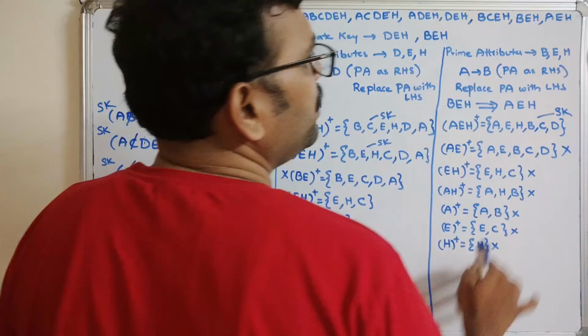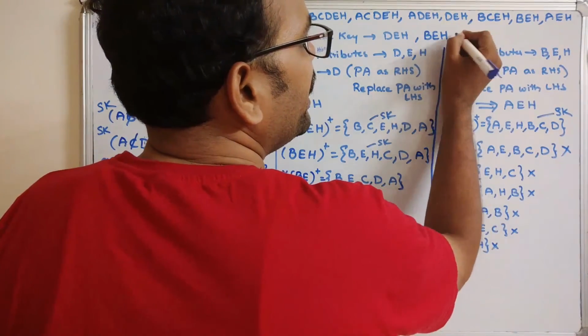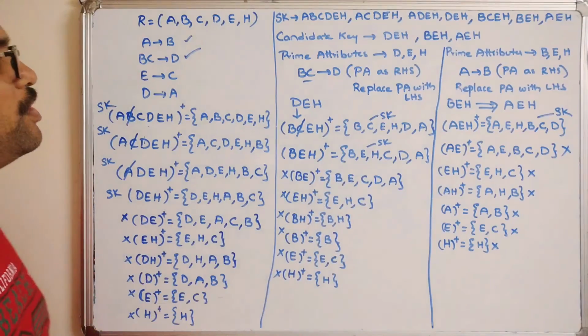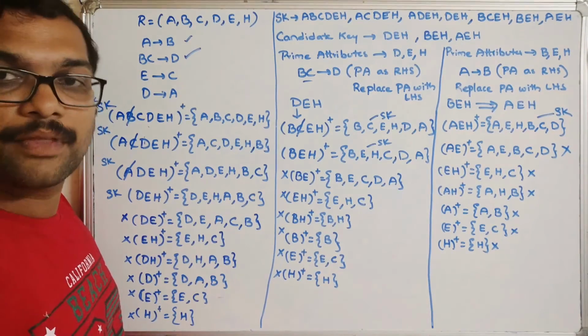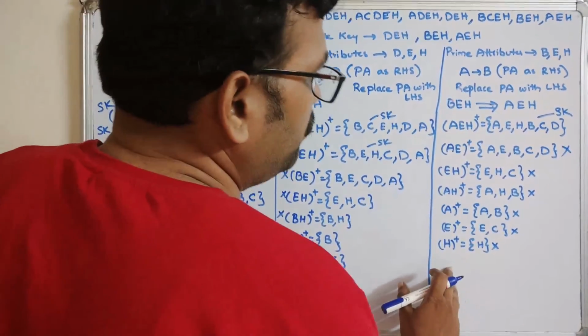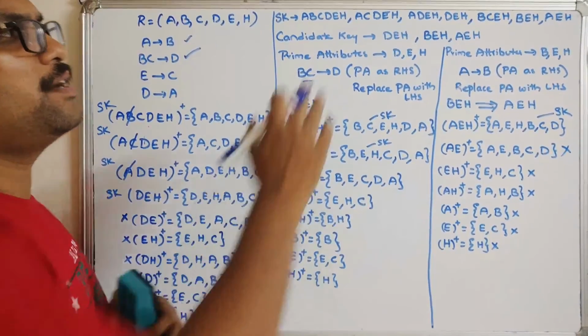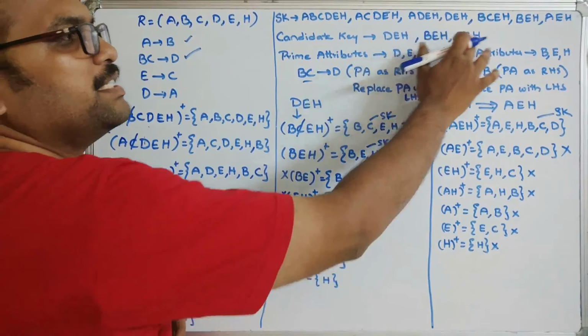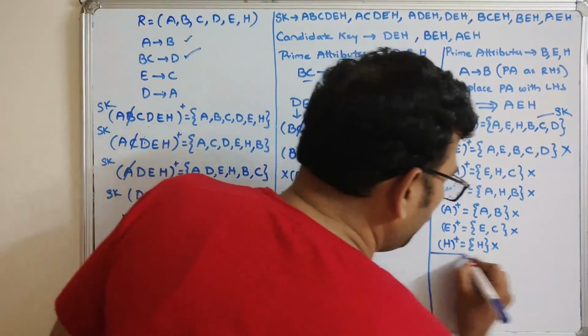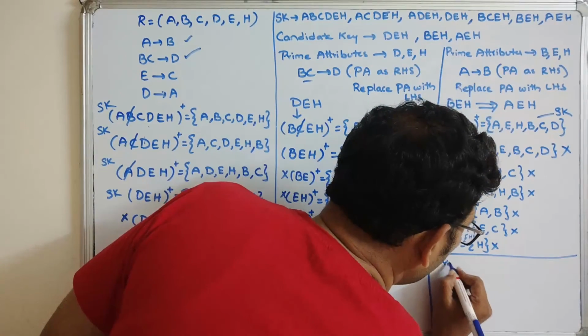So we can simply say AEH is also a candidate key. Right? Now you can observe, shall we decide that only the candidate keys are DEH, BEH and AEH? No. Again we have to find out the prime attributes.